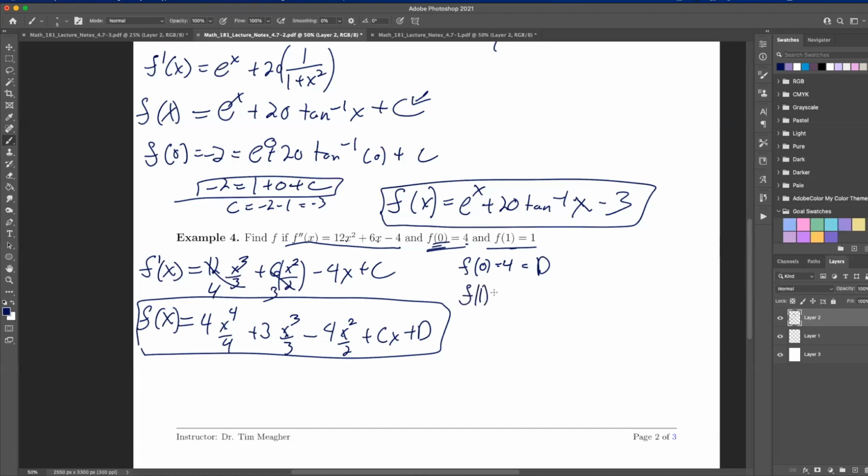Let's do f of 1. Well, let me simplify this. This just becomes x squared, this becomes x cubed, this is minus 2x squared plus c plus d. That just makes our lives easier. So let's plug this in. x to the fourth is 1, plus x cubed is 1, minus 2 times 1 squared is 1, plus c times 1. And I know what d is. It's 4. So let's go ahead and just put that in.